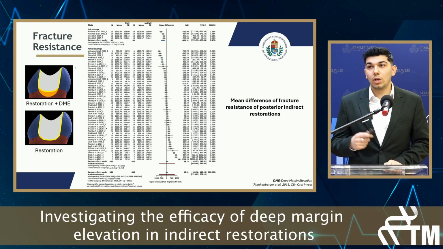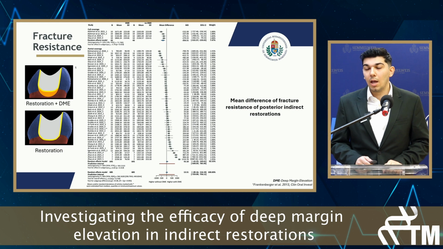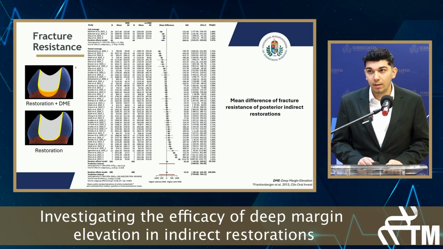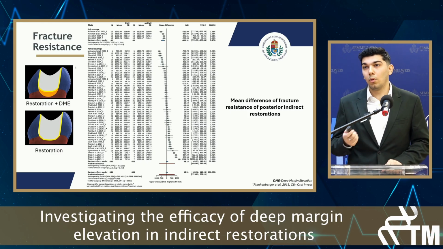Any point estimate which lies on the right side of the graph indicates that the restoration had a higher fracture resistance when deep margin elevation was performed with it, but any point estimate which lies on the left side of the graph indicates that when the restoration was placed directly at a subgingival level, then it had a higher fracture resistance. This preliminary forest plot consists of 17 studies with 55 entries and a total collection of 1,370 teeth with equal allocation to both the intervention and the control group.